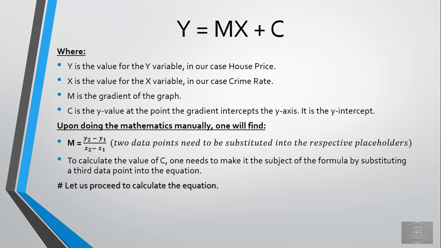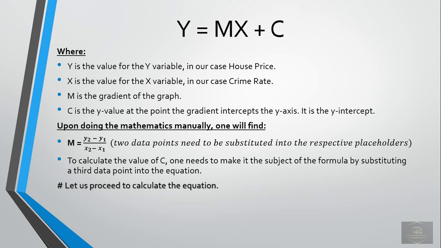Y is equal to mx plus c, where y is the value for the y variable, in our case house price, x is the value for the x variable, in our case crime rate, m is the gradient of the graph, c is the y value at the point the gradient intercepts the y-axis, it is the y-intercept.